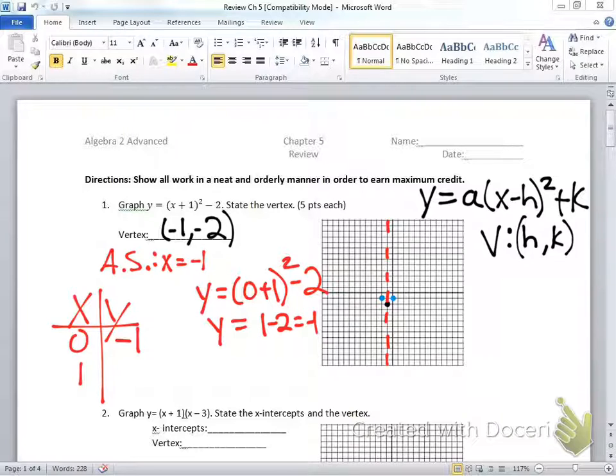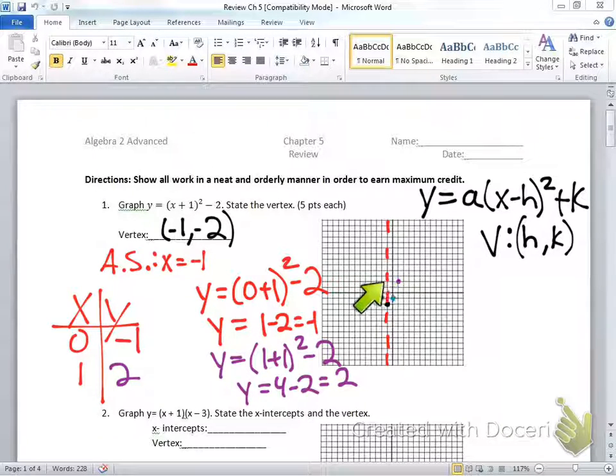Okay? Now I'm going to plug in 1. So y equals 1 plus 1 squared minus 2. So that's 2 squared, which is 4. Minus 2 is 2. So now I'm at (1, 2). That's 2 to the right of the axis of symmetry. So I can go on that same y value 2 to the left and put a point.